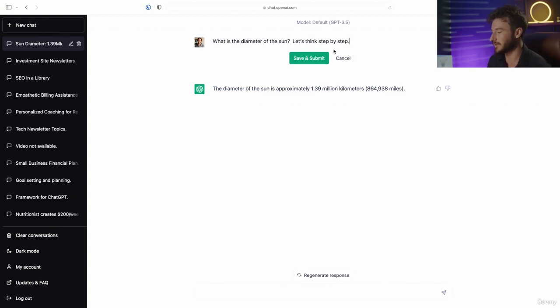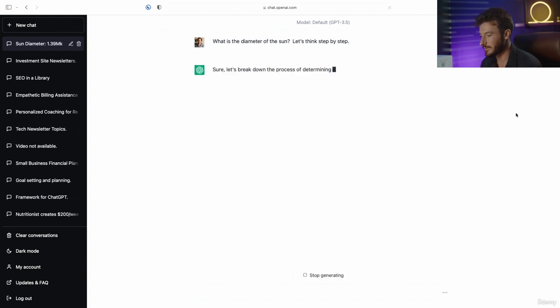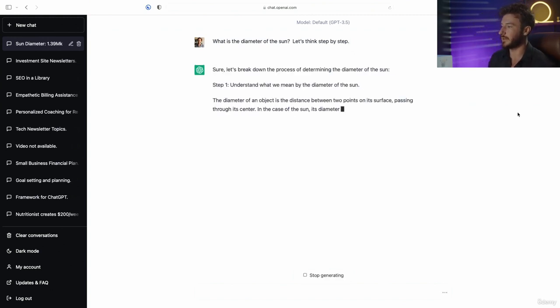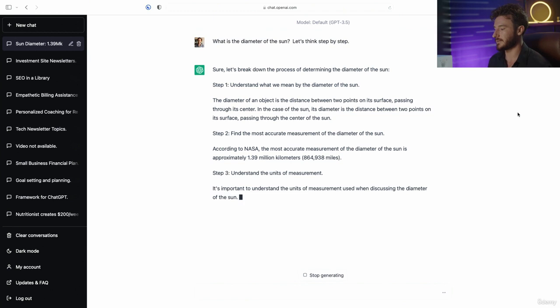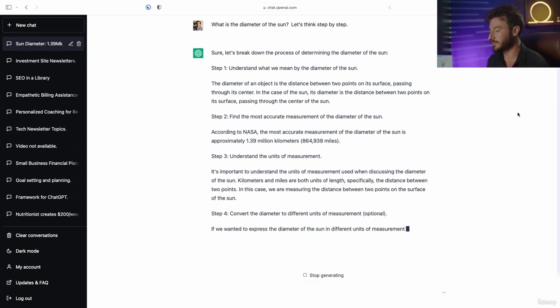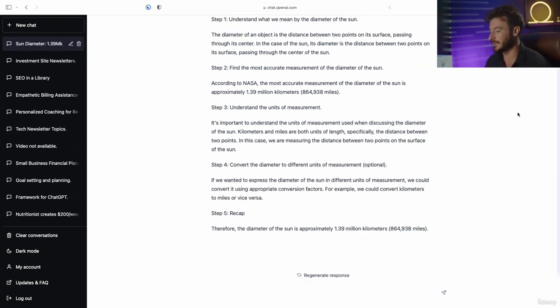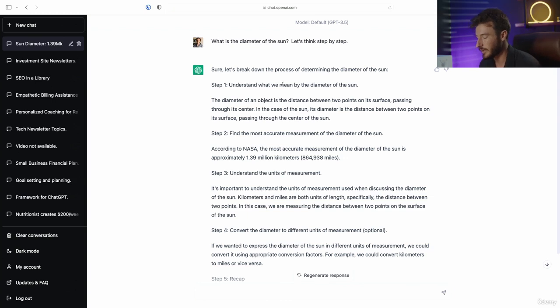Now, if we were to do the same exact prompt, but I do our chain of thought framework, which is very simple for this case, let's think step by step. Let's go ahead and submit this. And we're gonna actually see the thought process that ChatGPT or a person would go through to actually get the answer to this question.